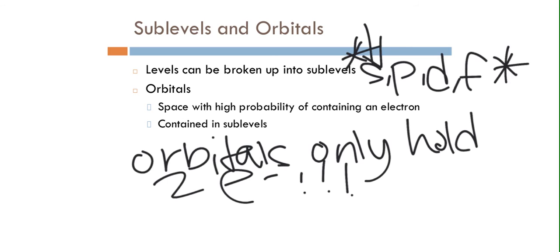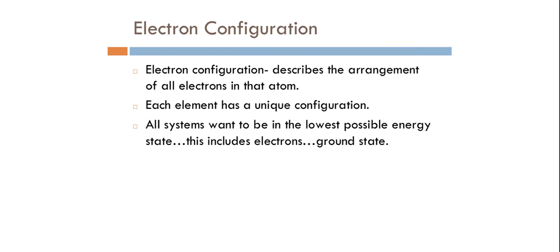Now, why is this important? Why do we even need this? Well, when we're identifying elements and talking about how elements can bond, it's super important that we know about the electrons. So it leads into electron configuration. Electron configuration describes the arrangement of all electrons in that atom. So what those look like. Each element has a unique configuration, and this is because each element has its own number of electrons.